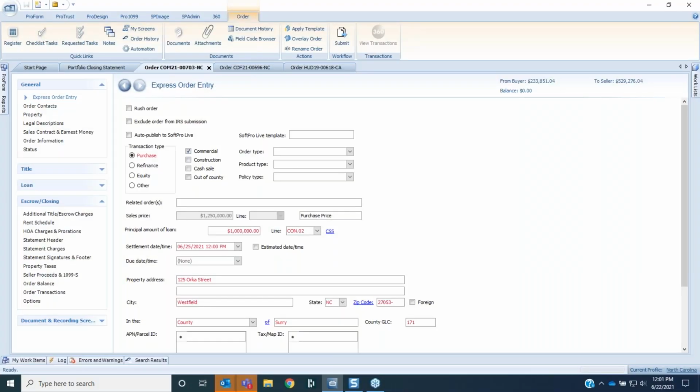Okay, let me go ahead and share my screen. And if somebody could just acknowledge that they can see my screen. I can see it. Yep, excellent.